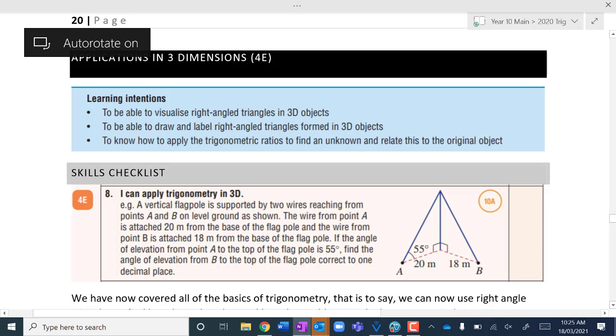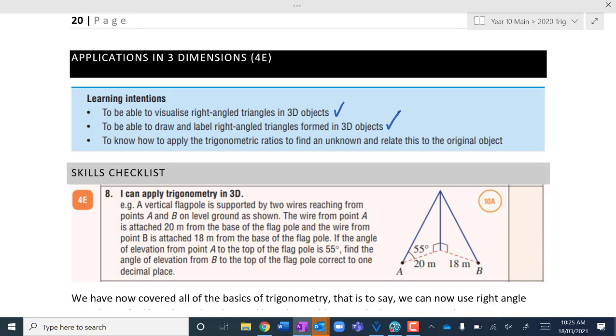Now, what we can do is really, we're just going to be looking at exactly the same theory, SOHCAHTOA and also potentially Pythagoras' theorem, if we need to. And we're going to be looking at things in 3 dimensions, and we've got to be able to draw and label right-angled triangles in 3 dimensions, and also to apply the trig ratios for these problems as well. So we're going to have a look at some things like this.